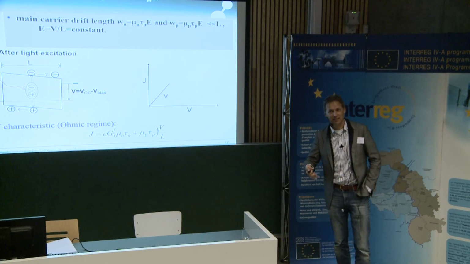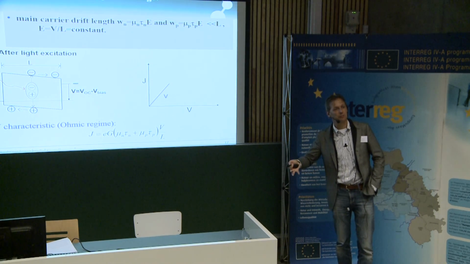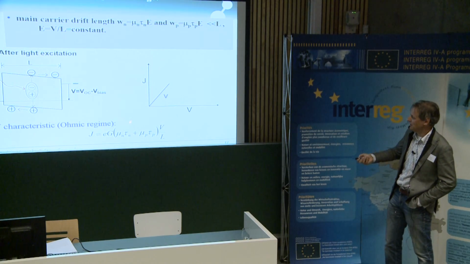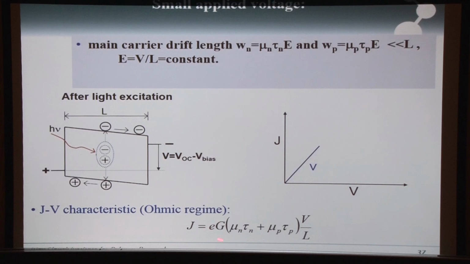So length per second, that's velocity, and carriers times velocity is current. It's another way of saying the same. So it's basically very simple. You create a certain amount of carriers, and that gives you an ohmic current. So that means you take a semiconductor, you shine light, and you measure the IV, and you get an ohmic current.